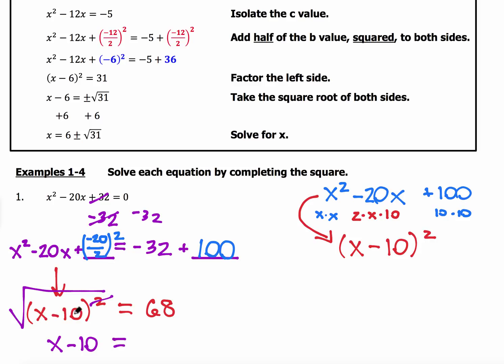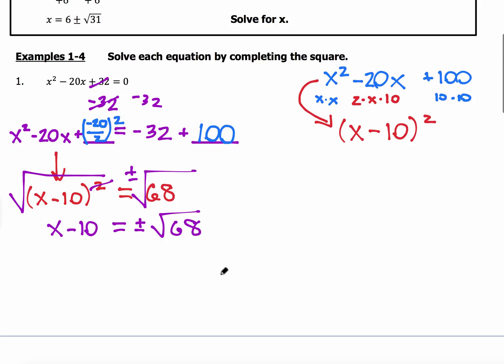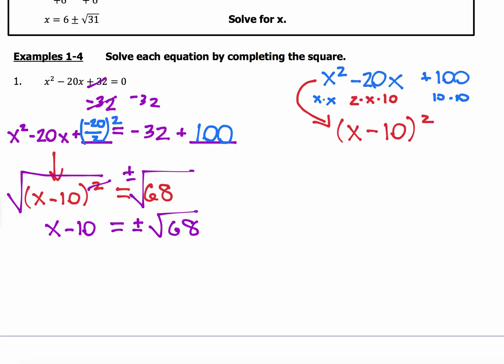If I take the square root of the left side, then I have to take the square root of the right side. And remember, anytime we do a square root, we include a plus or minus sign. So this gives me x minus 10 equals plus or minus the square root of 68. Okay, so now to solve for x, I can add this 10 to the right side, and that gives me x equals 10 plus or minus the square root of 68.